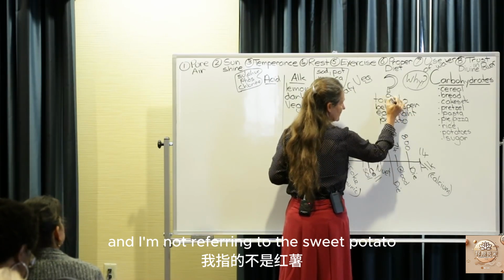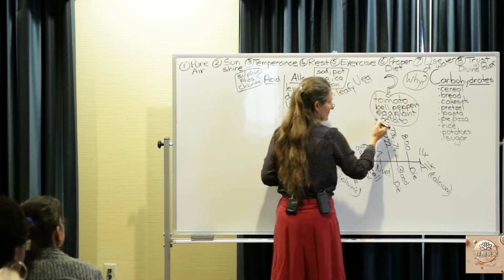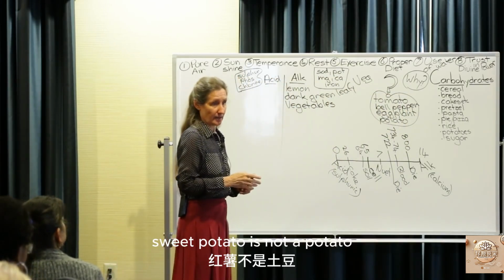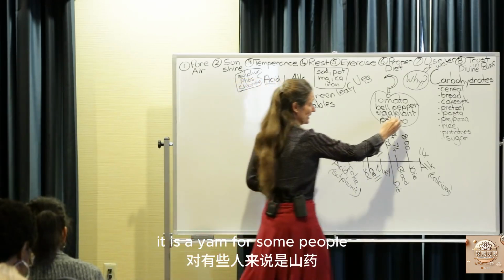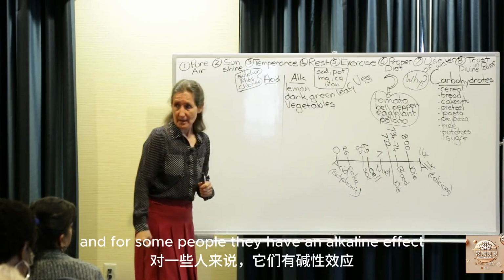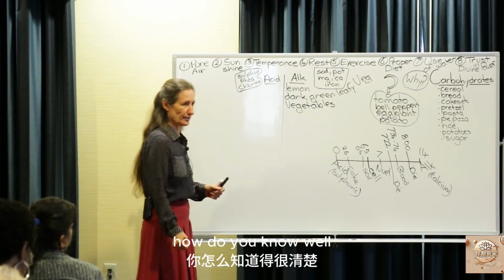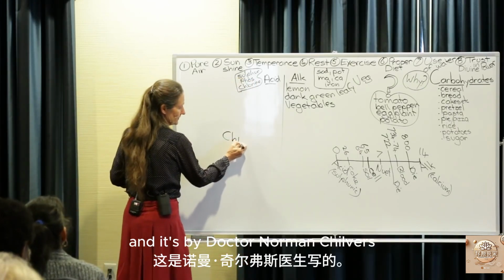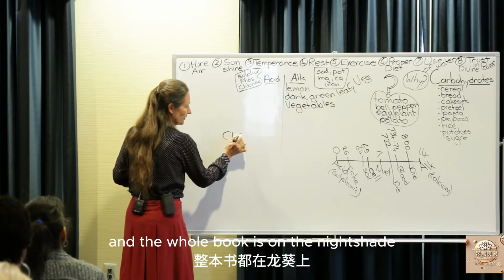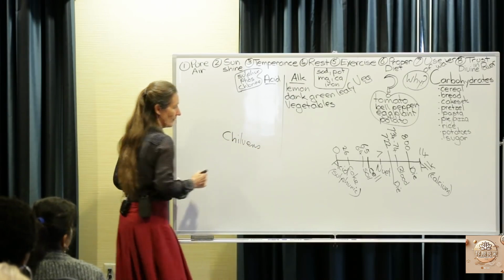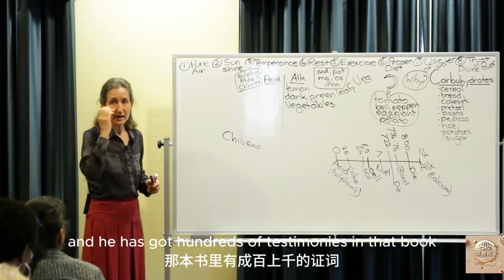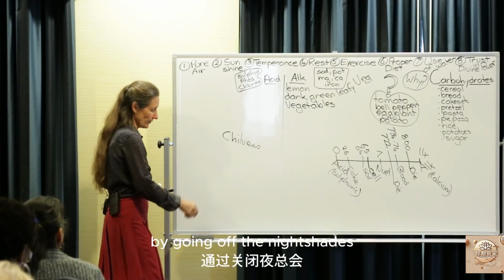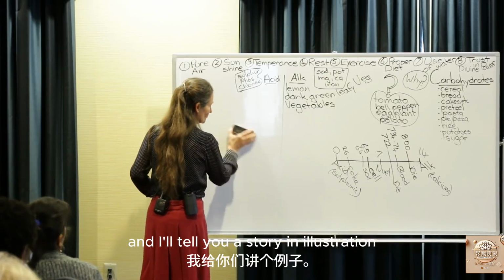and I'm not referring to the sweet potato, I'm referring to the white potato or English or Irish potato. Sweet potato is not a potato, it is a yam. For some people, these have an acid effect, and for some people, they have an alkaline effect. How do you know? Well, there is a book you can buy called The Chilvers Diet, and it's by Dr. Norman Chilvers, and the whole book is on the nightshade family of vegetables, and he has got hundreds of testimonies in that book of people who conquered arthritis by going off the nightshades.